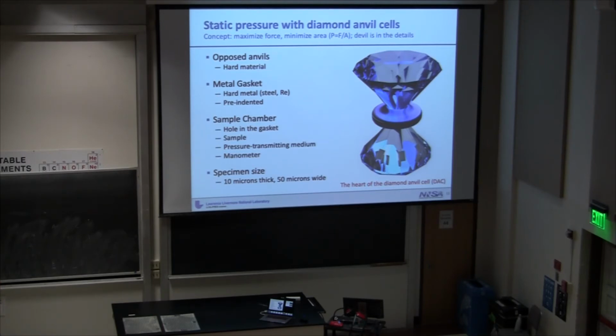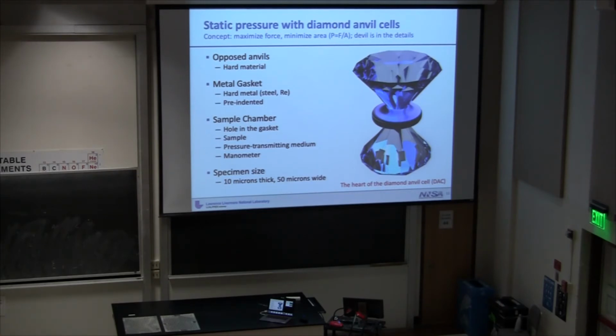There's a couple of different ways you can measure pressure in these. You can use ruby, which is a very common manometer. With ruby, you put it in there and you shine a laser light on it and the ruby will fluoresce. The fluorescence line of ruby is in the red spectrum and it shifts very uniformly with pressure. So it's a calibrated measurement in that sense.